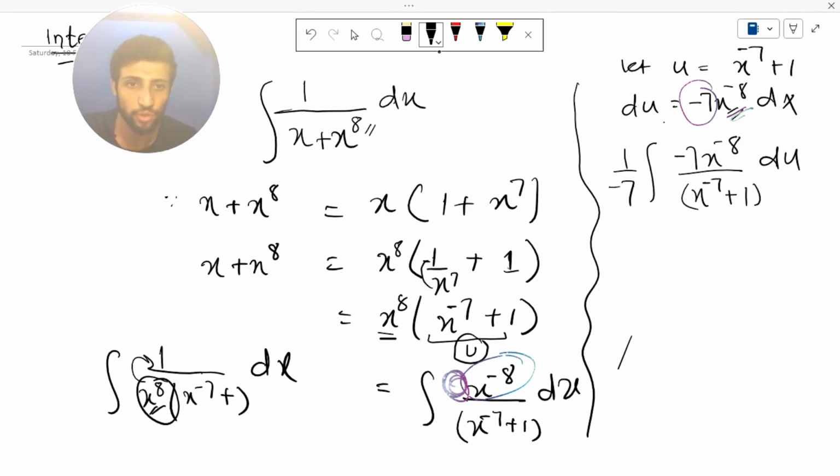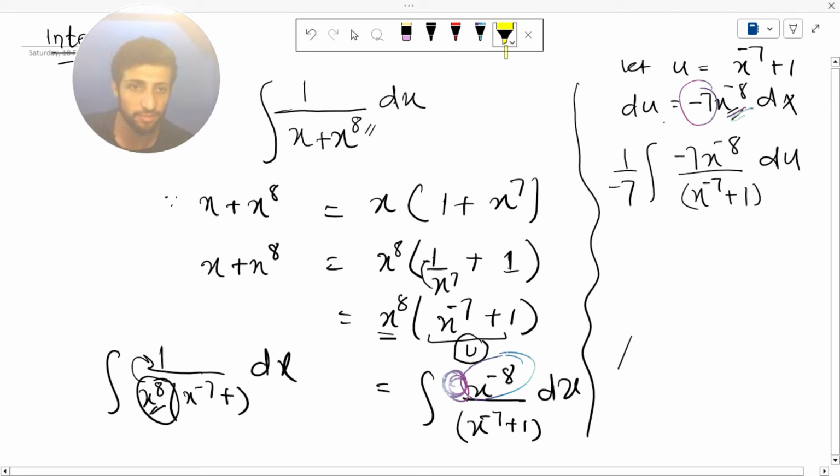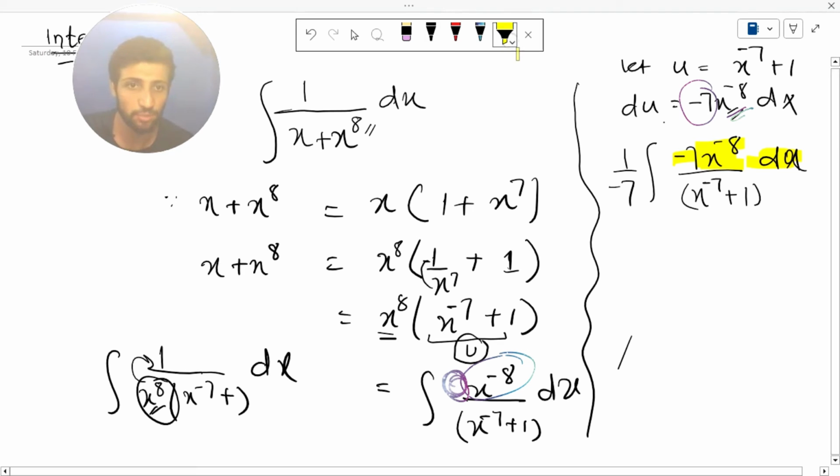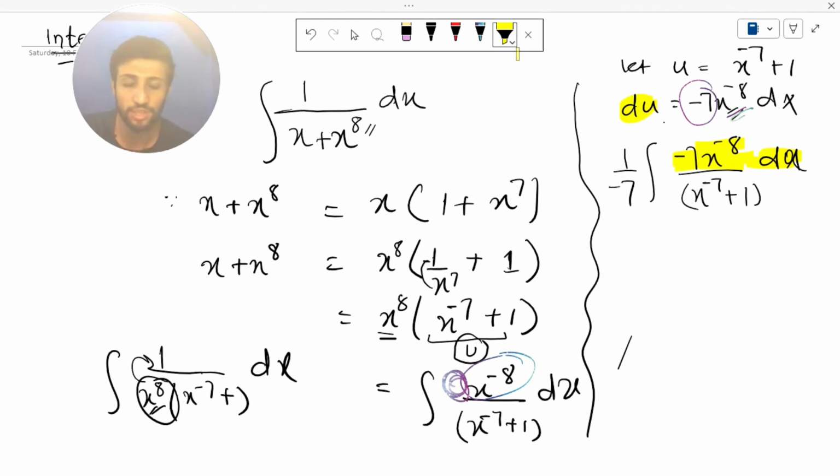Now you just need to substitute the values. Minus 7 x^-8 dx is your du, and the value x^-7 plus 1 is simply your u. So just substitute the values. What I will get is minus 1 over 7 times the integral of du over u.